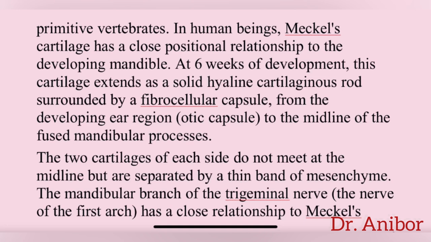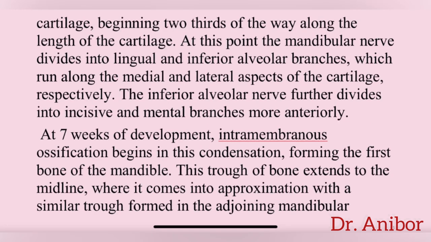So you have the mandibular branch of the trigeminal nerve. The trigeminal nerve is the nerve of the first branchial arch. The trigeminal nerve is the fifth cranial nerve. So the mandibular branch of the trigeminal nerve has a close relationship to Meckel's cartilage. You see the nerve beginning 2/3 of the way along the length of the Meckel's cartilage.